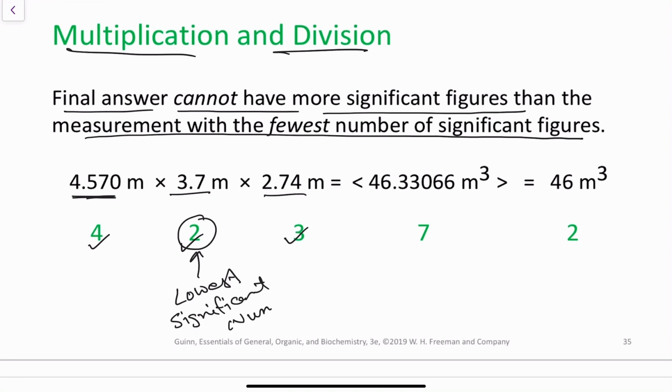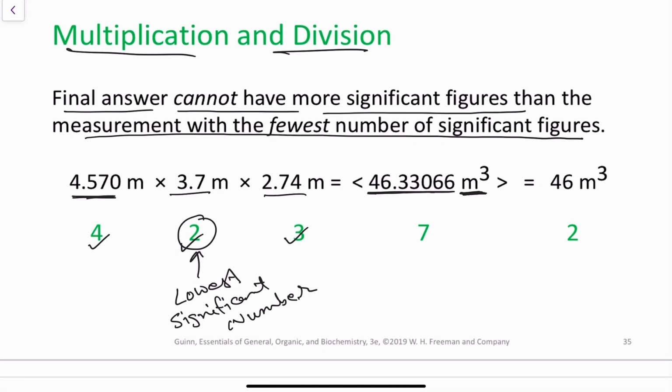Significant number, right? So your final answer after multiplying all these three numbers cannot have more than two significant numbers in your answer. So let's see it over here. When you multiply these three, your calculator will give you this big number, and the meter cube, right? So make sure whenever you multiply a number, always write your unit along with it. If you don't have a unit, then your number is wrong, right? So that's why we have a meter cube or cubic meter.